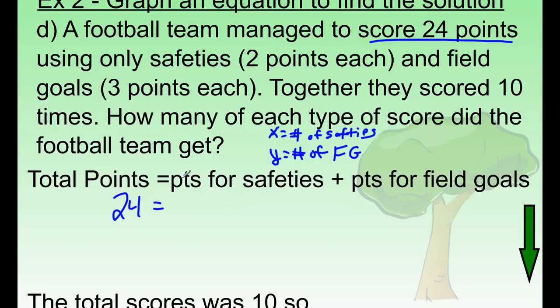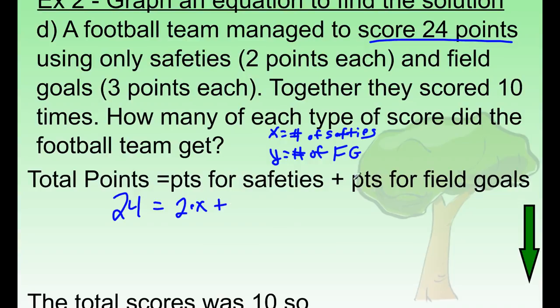Alright, so the amount of points they would get from the safeties would be 2 times the number of safeties they get, because every safety they get 2 points. So if they got 5 safeties, 5 times 2 would be 10 points.